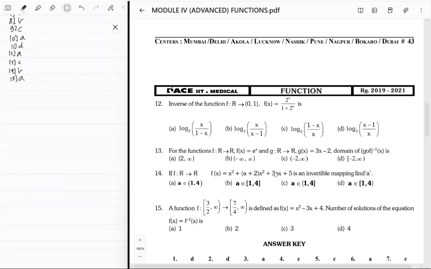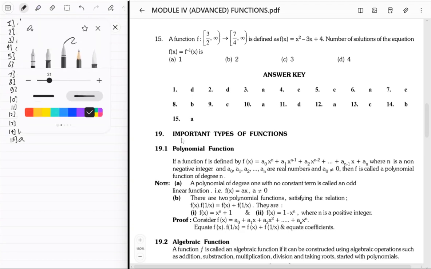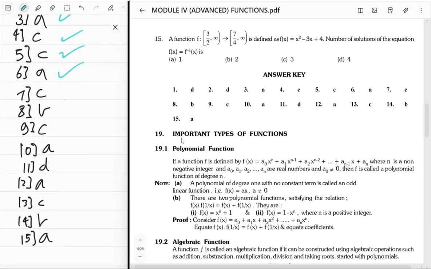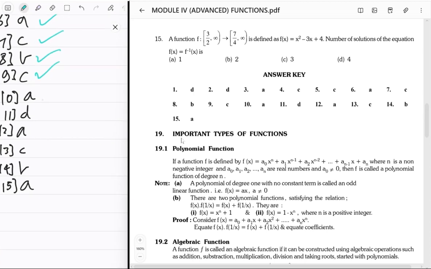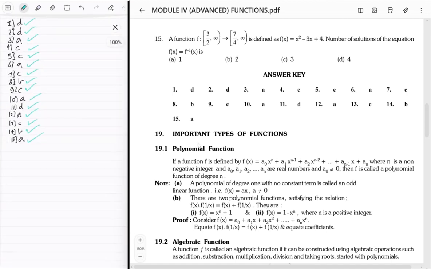Okay, that's done. Let's check answers. First D, second D, third A, okay, C, C, A, then C, B, C, H, A, D, A, okay, then C, B, A. Cool. Well, all correct. I like that.